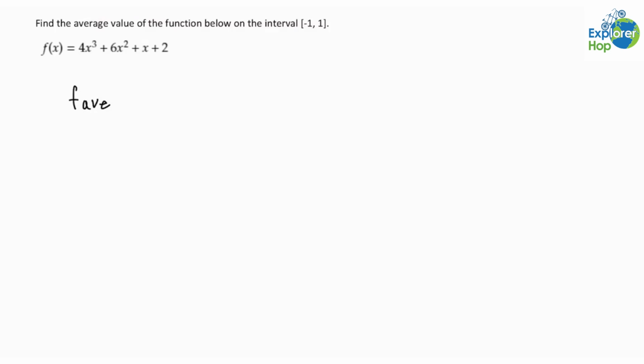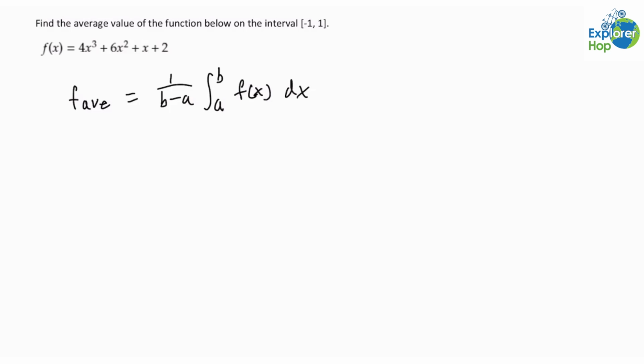the average value of a function over the interval from a to b is equal to 1 over the length of the interval, which is 1 over b minus a, times the definite integral from a to b of the function f of x dx.